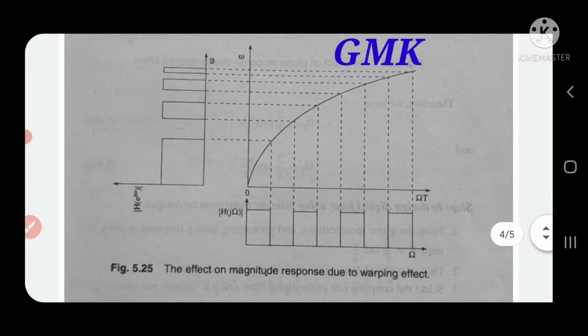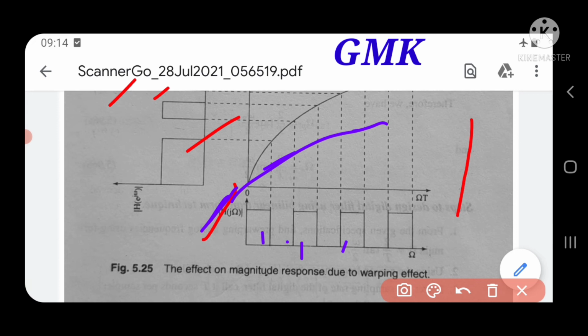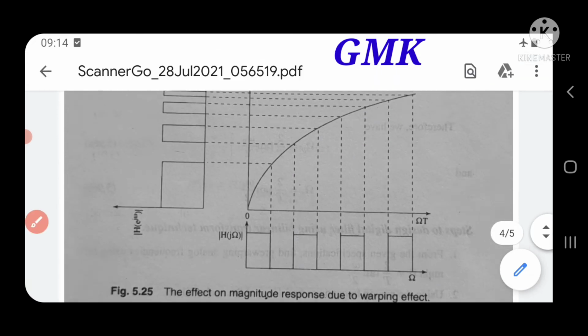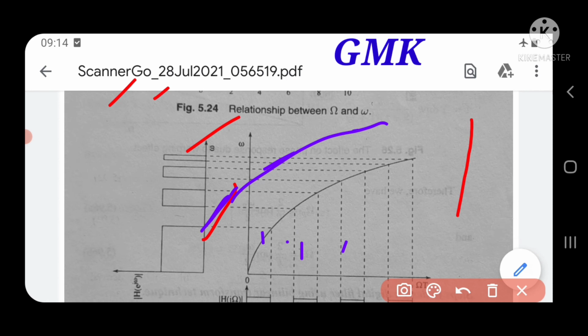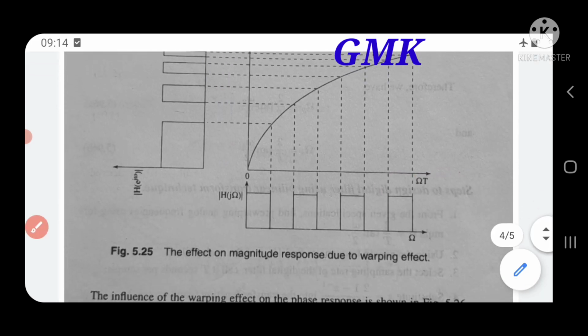So this is the effect on magnitude response due to the warping effect. It is one of the important things. Here also, by considering this, the magnitude at the corresponding center frequency is equal. But if we go to this side, these values also change, the corresponding values change. This one has a maximum width, then a smaller width, and while it is going like this, the corresponding width of the pulse is also decreasing. That is also one of the problems. That is the effect on magnitude.